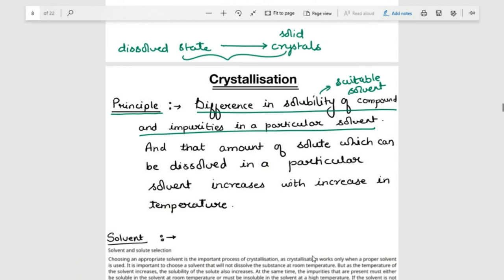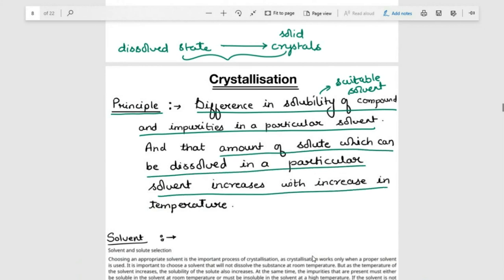Second principle that we use parallelly is that the amount of solute which can be dissolved in a particular solvent increases with increase in temperature. As we heat our impure compound when dissolved, there should be a difference in their solubility with varied temperatures. There has to be the difference. If it is not, then we cannot use our method of separation based on crystallization. So there has to be a difference in their solubility in a particular solvent with temperature. That is our second thing that we'll be using.